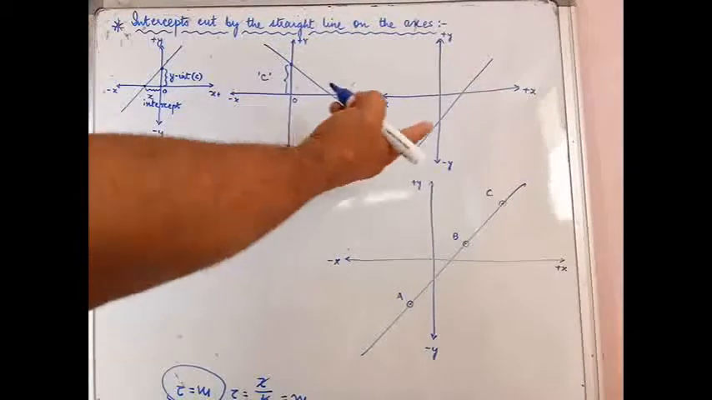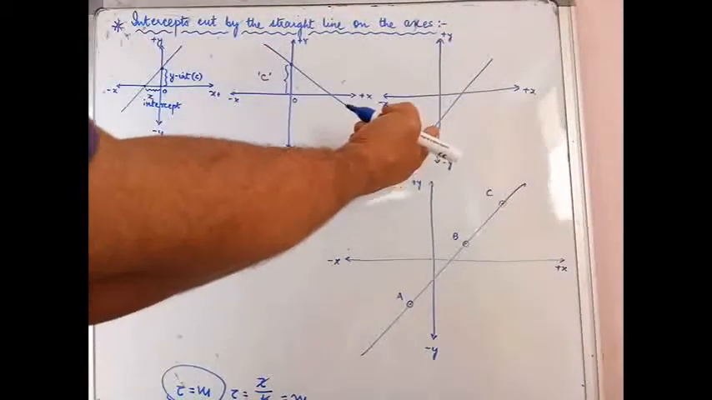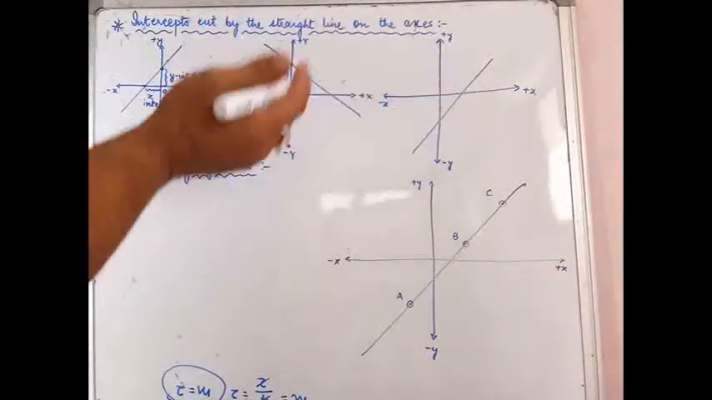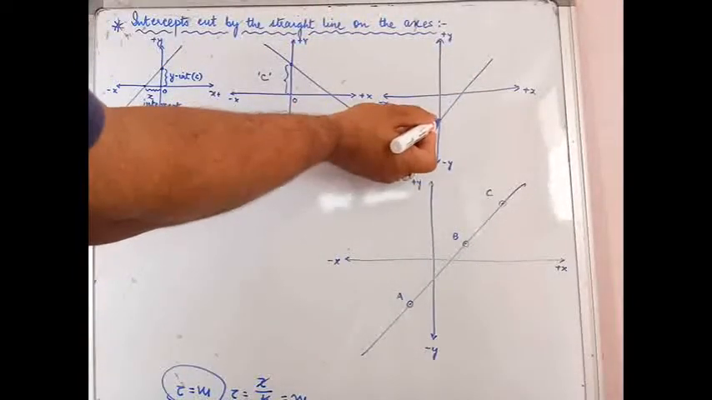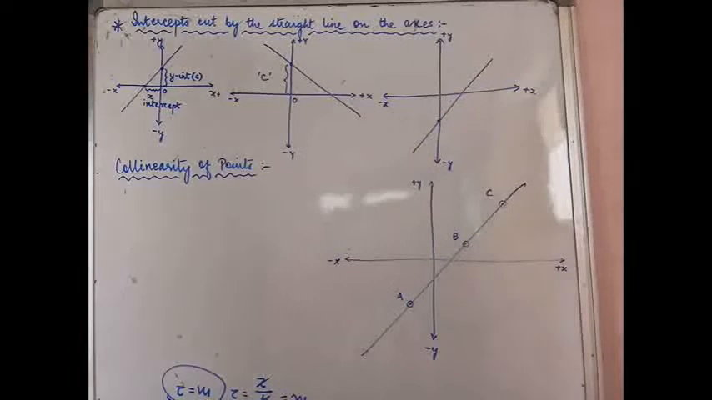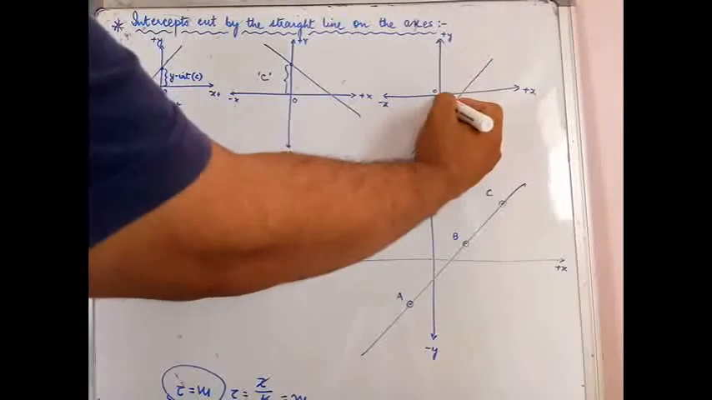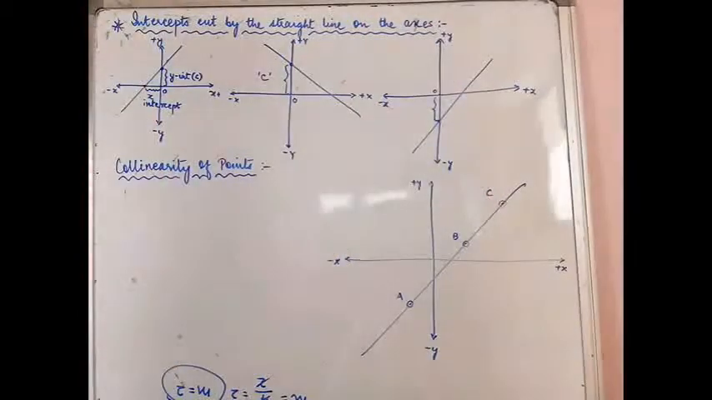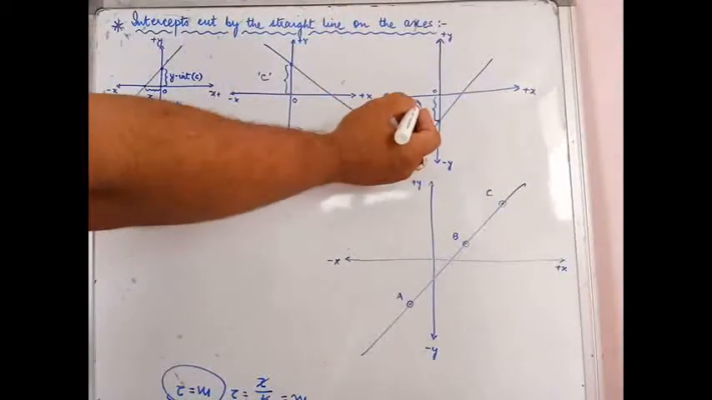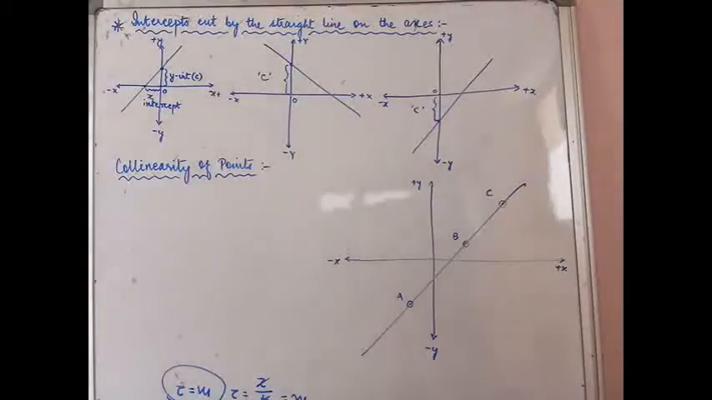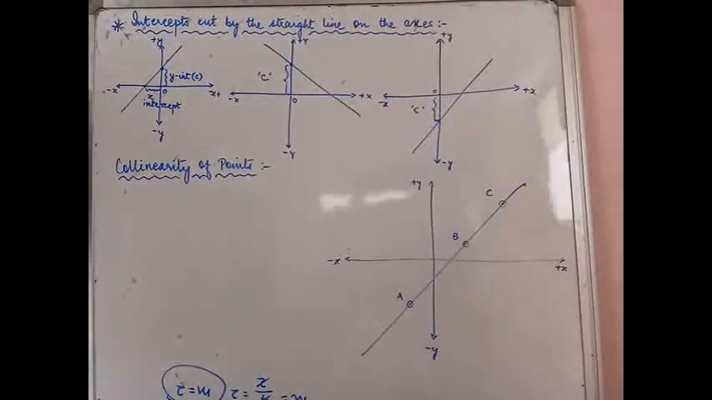This time you see this line is not cutting the y-axis above the origin, it is cutting the y-axis below the origin. In fact, this is the point where it is cutting the y-axis, and this is the origin. So this time it is this value, this much, which is the y-intercept. So we are going to write c because c represents the y-intercept.